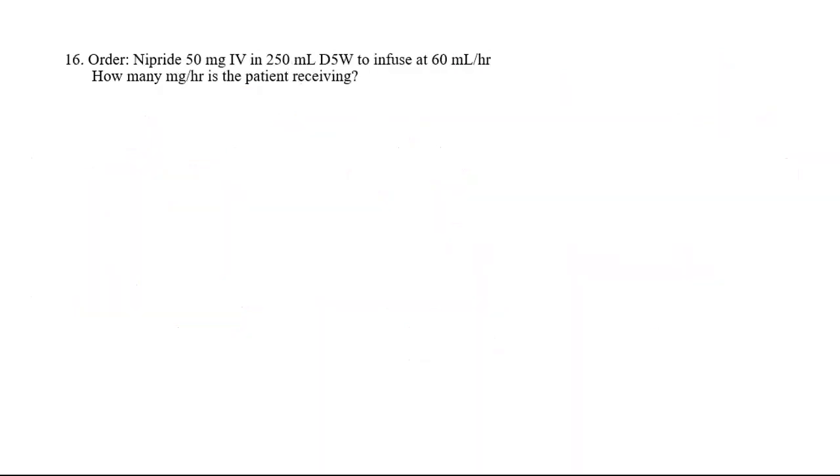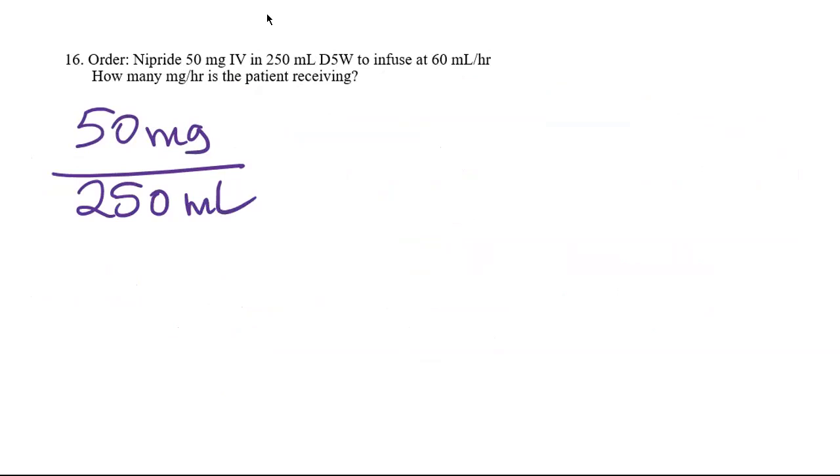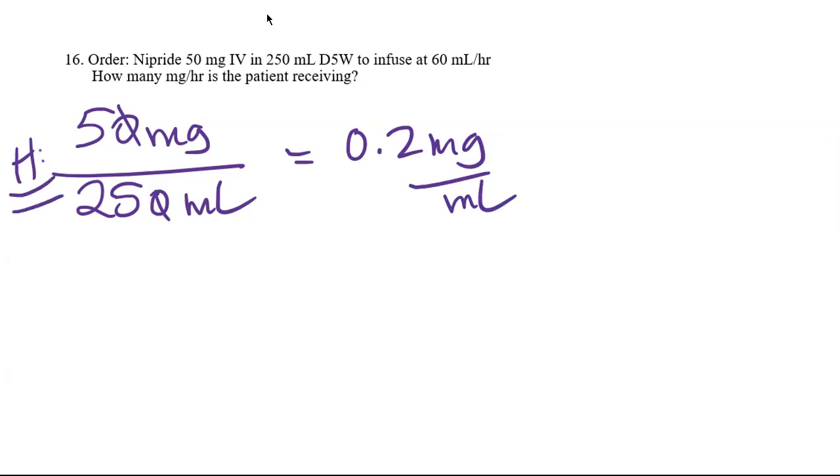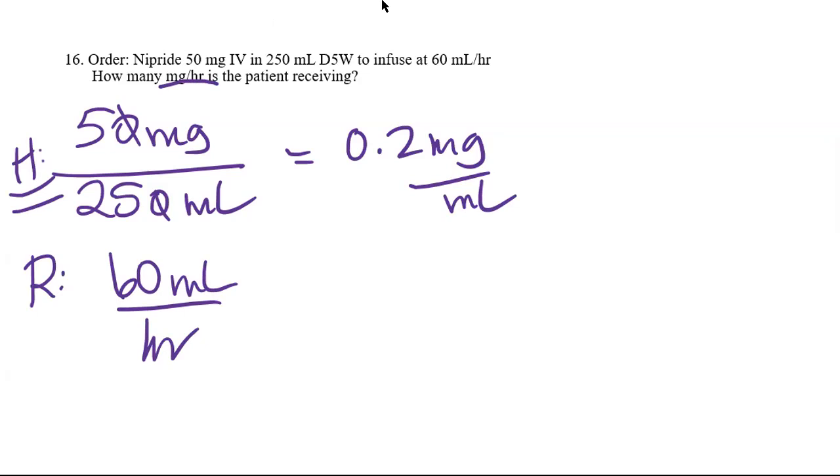And the next one we're going to do, we have 50 milligrams and 250 mLs. That's what we have here. And so we could cross that out again, and we got 1/5, which is going to be 0.2 milligrams per mL. That's what we have in the bag. We're infusing at the rate of 60 mLs per hour. What we want is milligrams per hour, not milliliters per hour. How many milligrams per hour is this person getting?